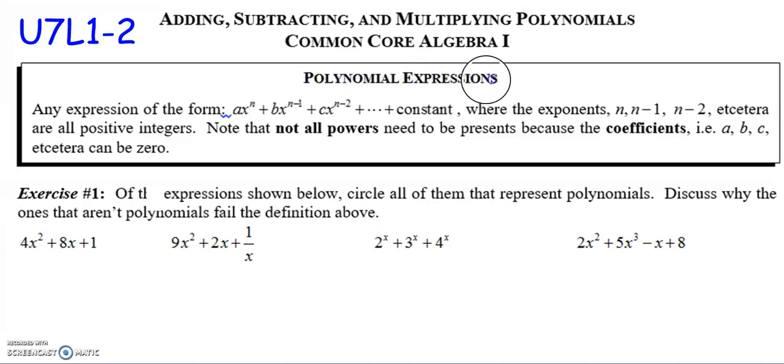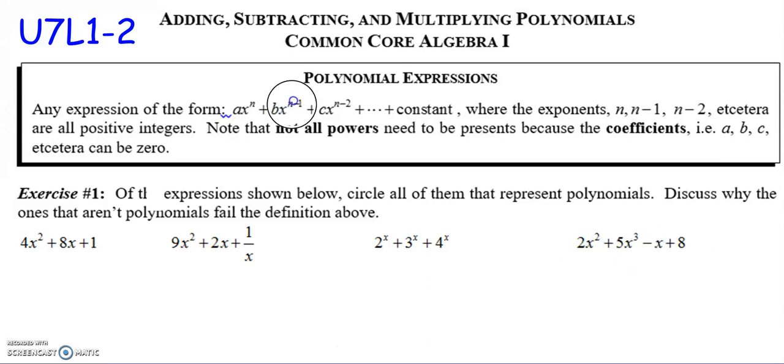So here's the definition of a polynomial expression. Any expression in this form, and I know this looks complicated, but a is a coefficient, just a number in front of a variable x. So it could be something like down here. See this 4x squared? 4 is the a, and 2 is the n. And then b would just be a different coefficient. So kind of down here you could see that.